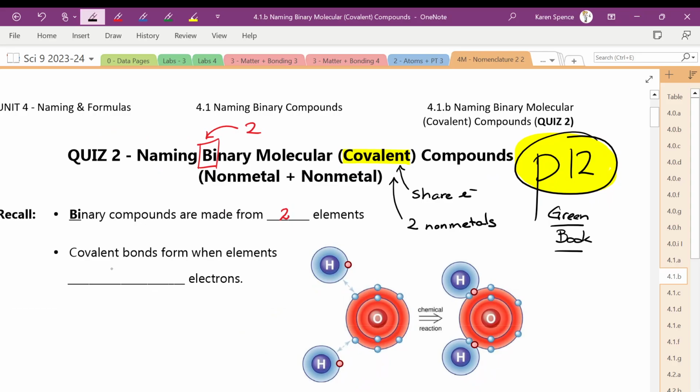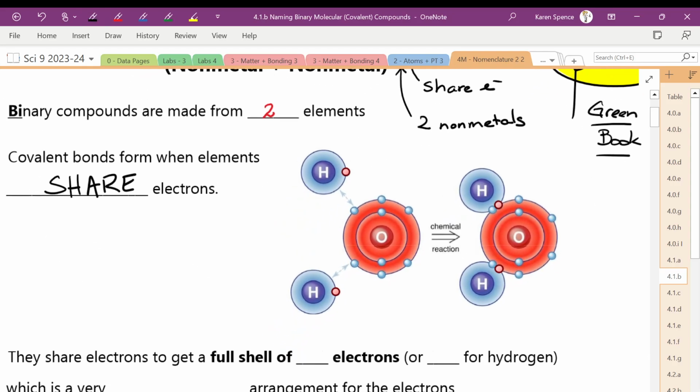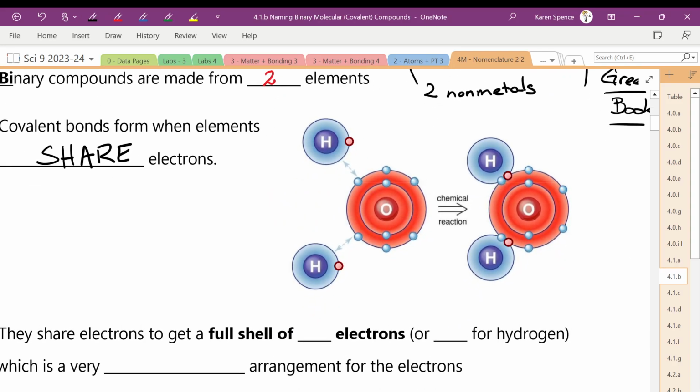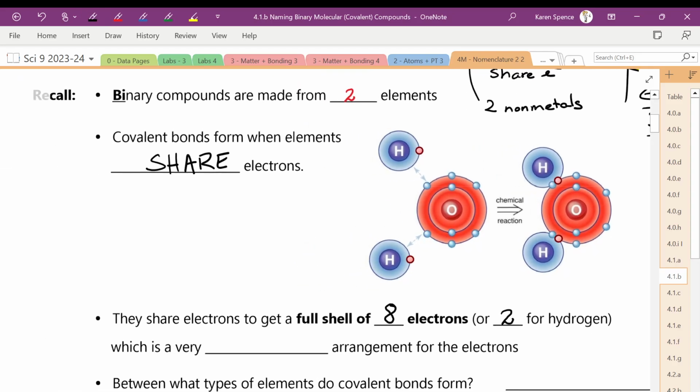So, remember, covalent bonds form when electrons share. When elements share electrons, this shows a covalent bond. Why do they share electrons? In order to get a full shell of 8 electrons. How many for hydrogen? 2. And this is a very what kind of arrangement when they have that full shell? Stable.